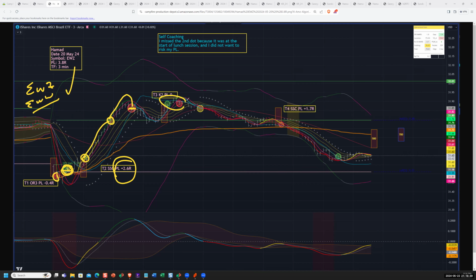And he does a nice job here. When it doesn't follow through, he cuts it quick. He waits for lunch to be over. When it violates through the VWAP, he gets the short side bias and crushes that. That's how you do it, guys. Let's see. This one, yeah, okay, that was Brazil.